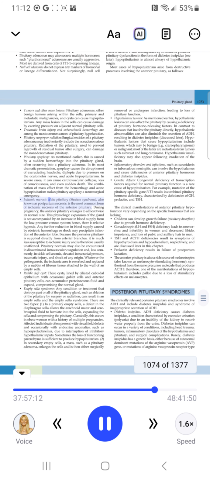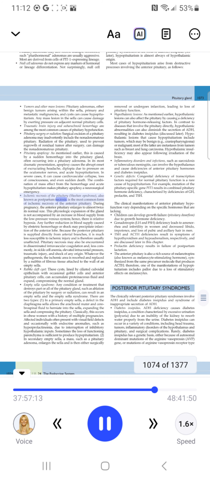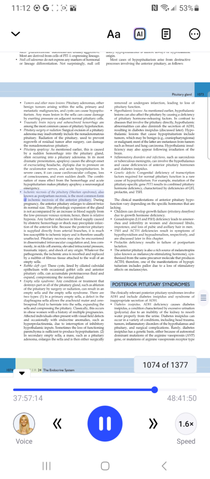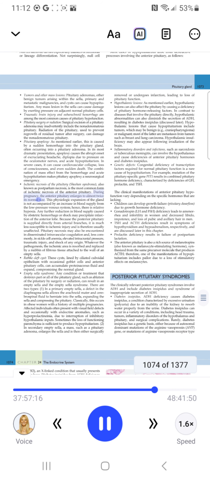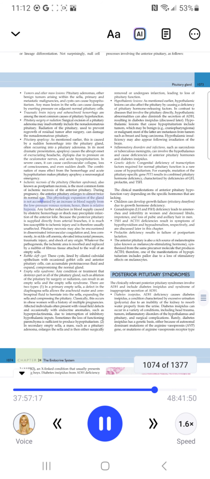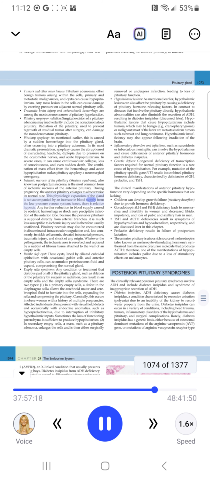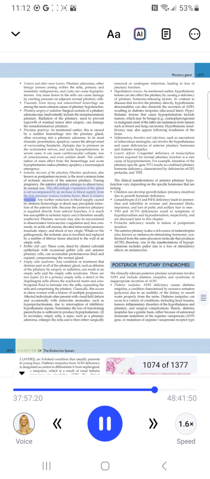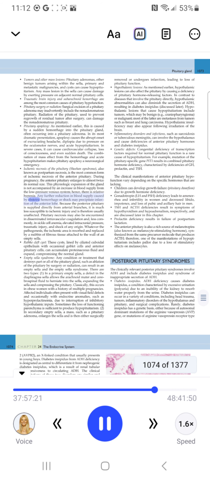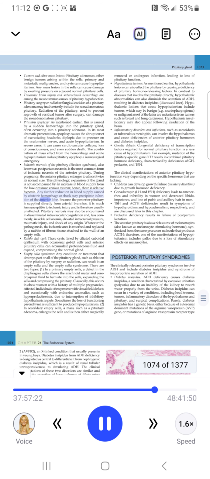Ischemic necrosis of the pituitary. Sheehan syndrome, also known as postpartum necrosis, is the most common form of ischemic necrosis of the anterior pituitary. During pregnancy, the anterior pituitary enlarges to almost twice its normal size. This physiologic expansion of the gland is not accompanied by an increase in blood supply from the low-pressure venous system. Hence, there is relative hypoxia. Any further reduction in blood supply caused by obstetric hemorrhage or shock may precipitate infarction of the anterior lobe.